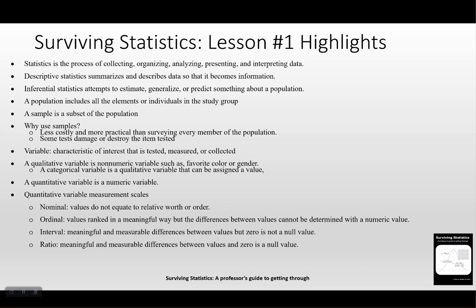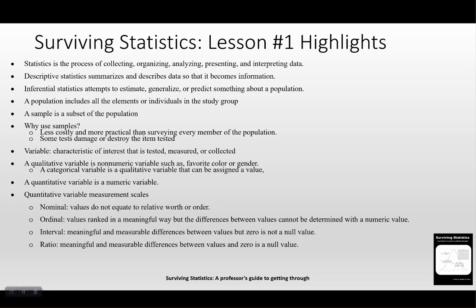They're things like height, favorite color, whatever it is we happen to be measuring, and then we analyze our variables. Qualitative variables are non-numeric variables such as favorite color and gender, whereas a quantitative variable is a numeric variable. We're going to be dealing most often with quantitative variables in statistics, and so we break that down into 4 different scales. Nominal, where the values do not equate to relative worth, or ordinal.